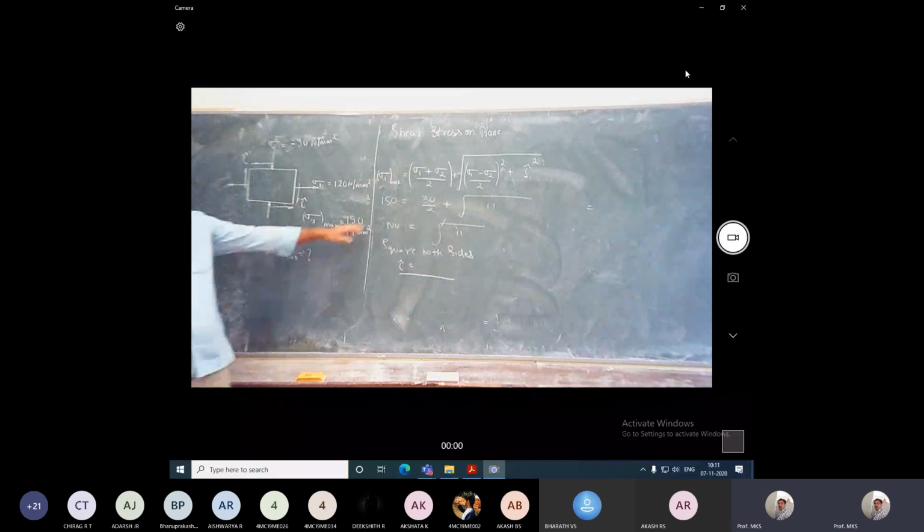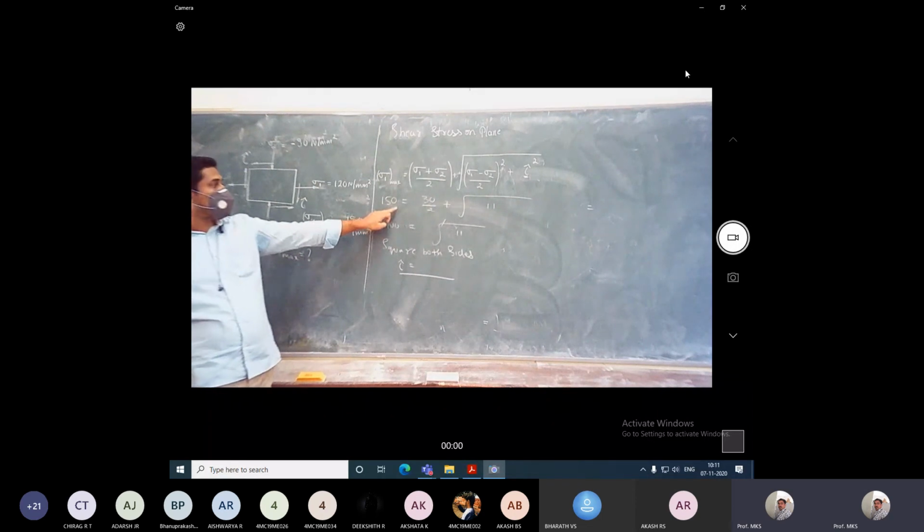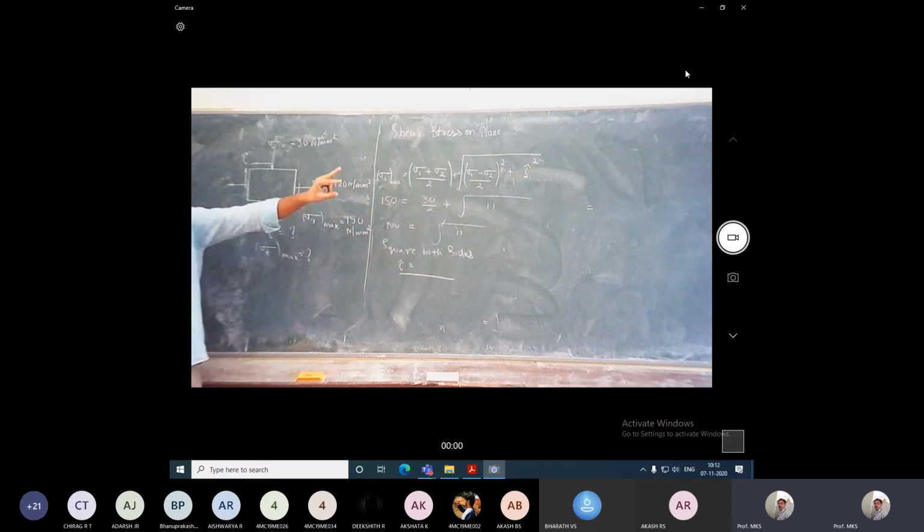So here you will get 150 minus 30 by 2 under root 15. So this quantity will be 135. So that is sigma 1 minus sigma 2 by 2, that will be added.